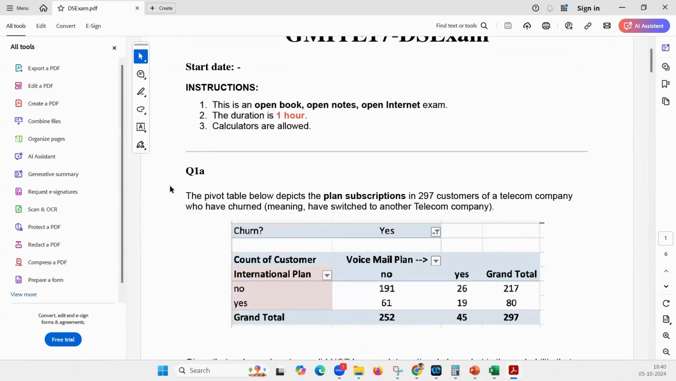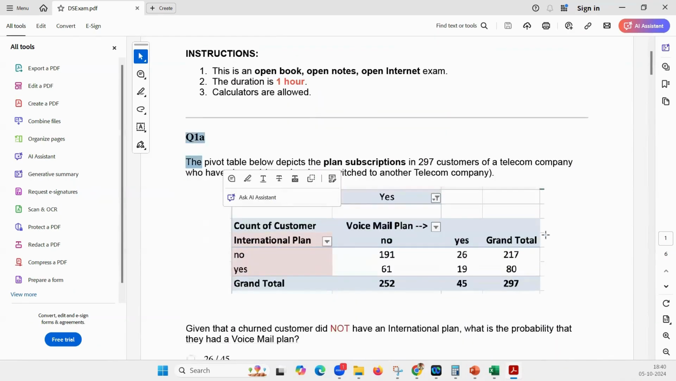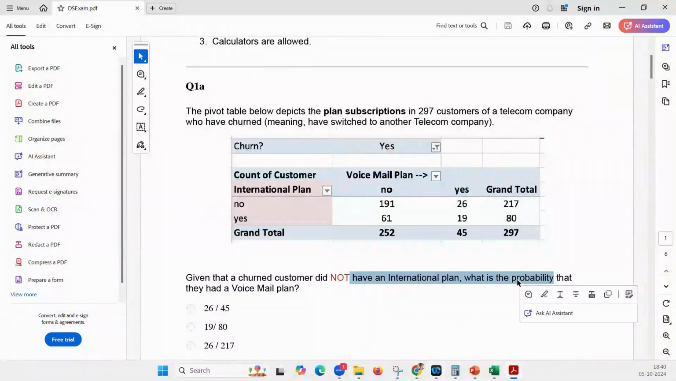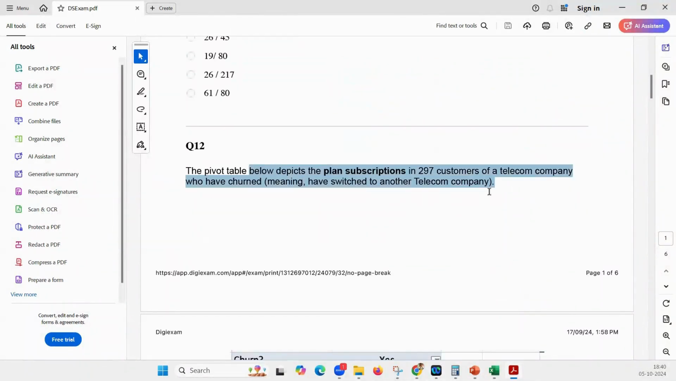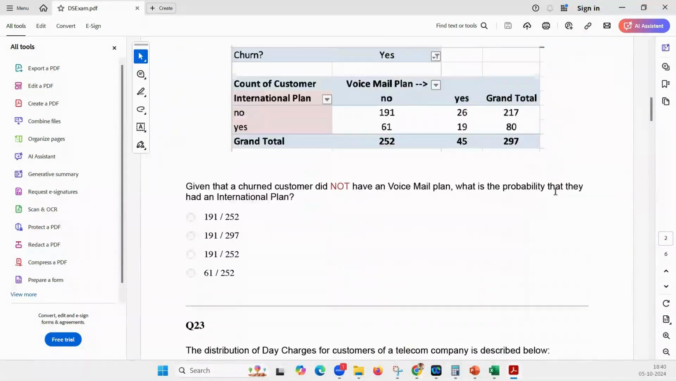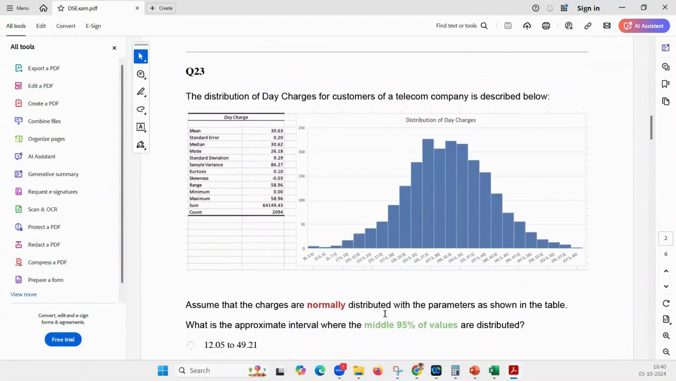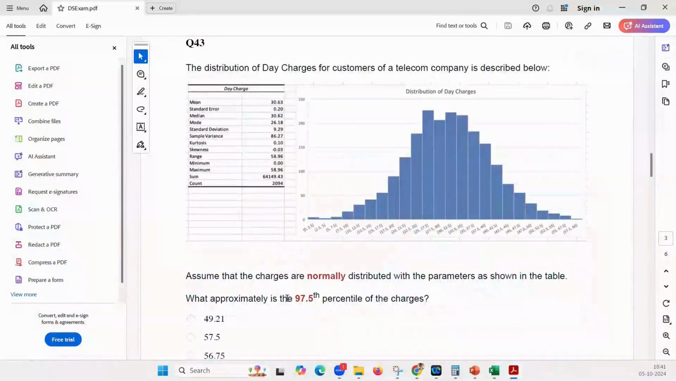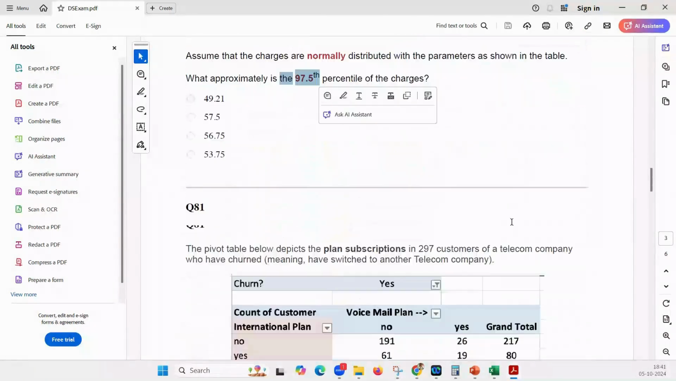So if you look at this one, question number 1 is related to conditional probability. We solved it. The next question is also conditional probability. You should be able to do it. The next question is related to the middle 95%. If you're solving this type of question, what are you going to look at? Mean plus and minus standard deviation. Yes, mean plus or minus 2 standard deviations. The 97.5 percentile is also mean plus or minus 2 standard deviations.